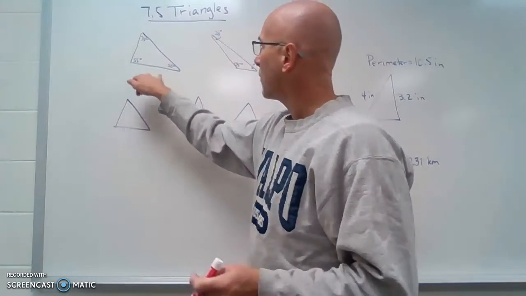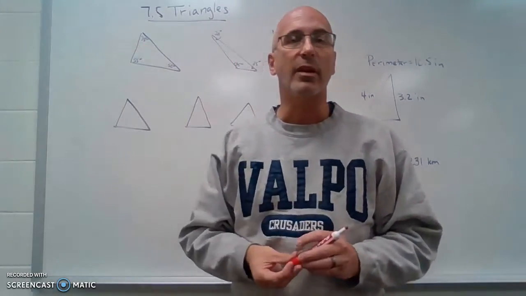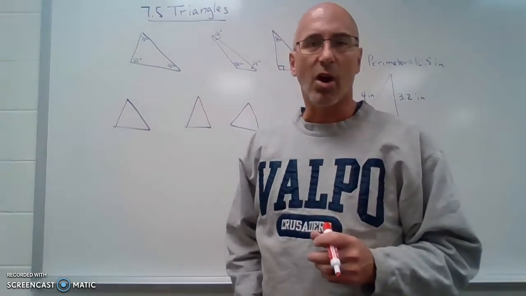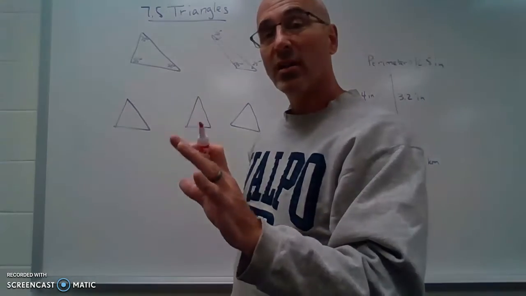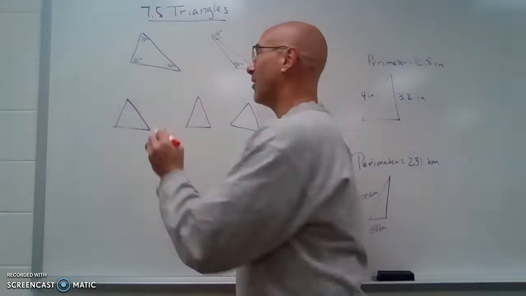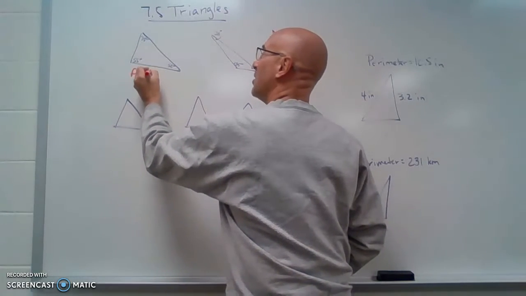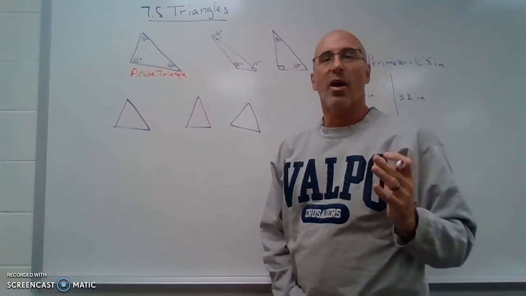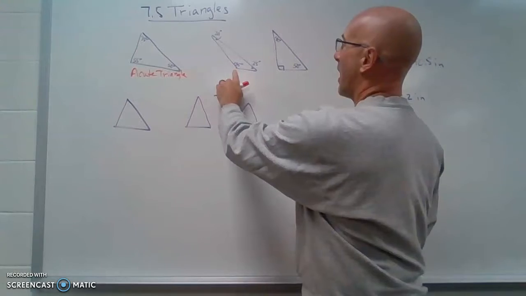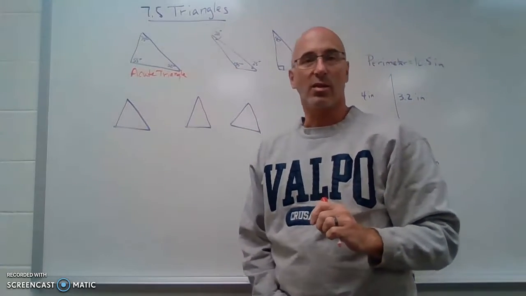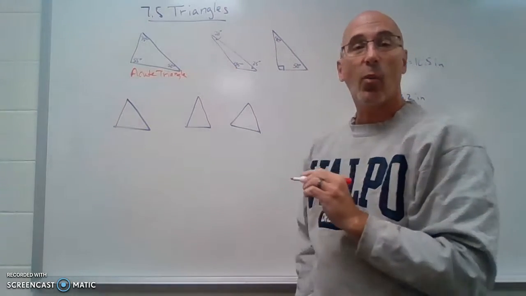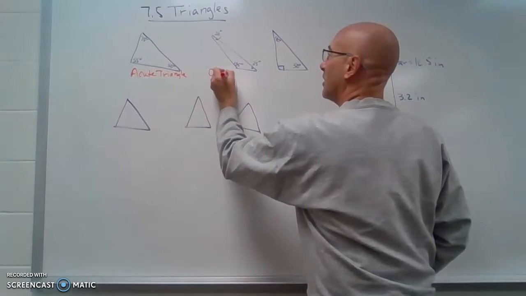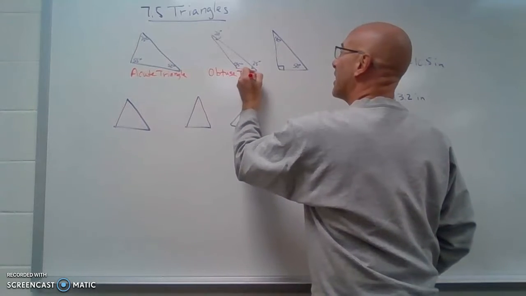Okay. So the first triangle that I have written here, we see that all of the angles are acute angles. They are all less than 90. So when they are all acute, guess what we call the triangle? This is an acute triangle. Okay. Now, in my second triangle, I have one obtuse angle. One obtuse angle. When I have that one obtuse angle, guess what we call the triangle? It is called an obtuse triangle.